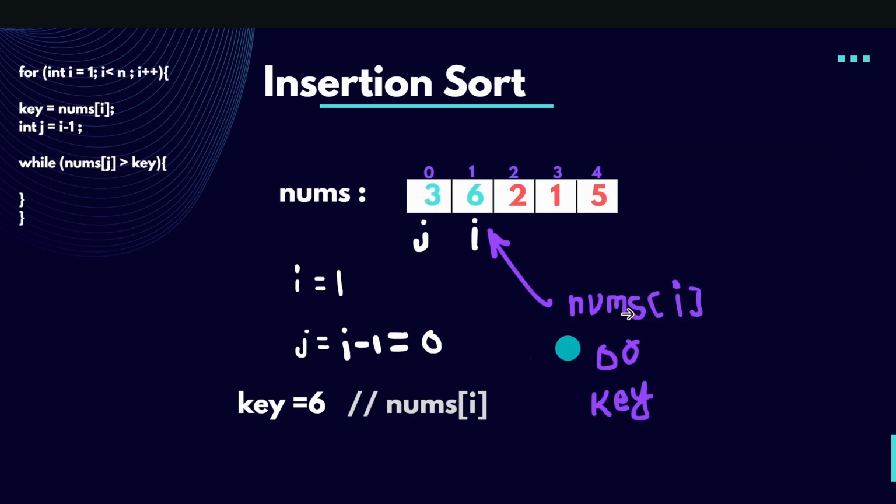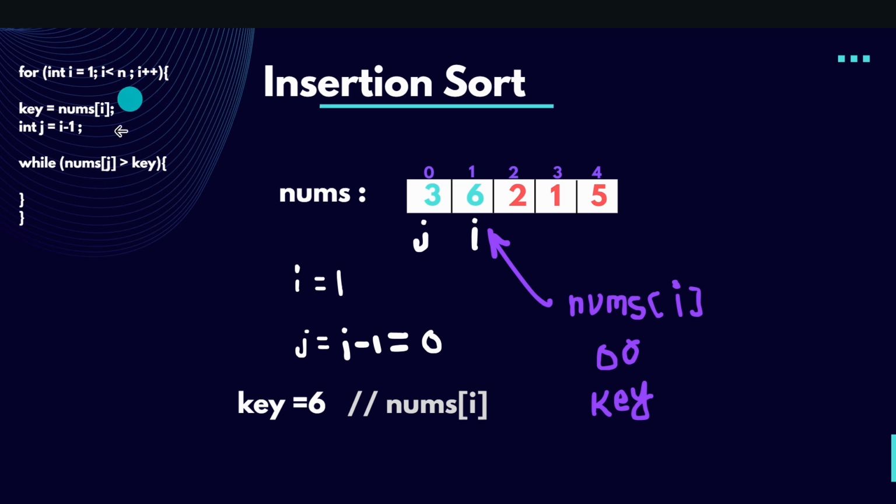You can also see the same stuff here. So basically you have the array, and suppose i is equal to 1 and j is equal to i minus 1, which is 0 in this case. You can see clearly over here. And we are going to have another variable called key, which is nums of i, which in this case has the value 6. We are assigning this key the value 6. So why are we assigning key? I will explain to you in a moment.